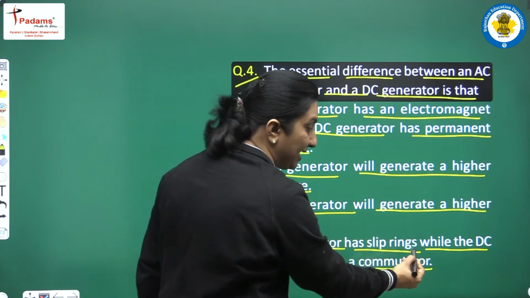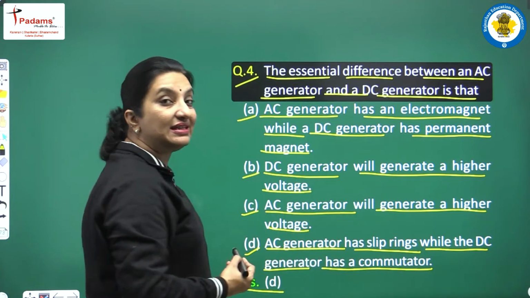AC generator has slip rings while the DC generator has a commutator.